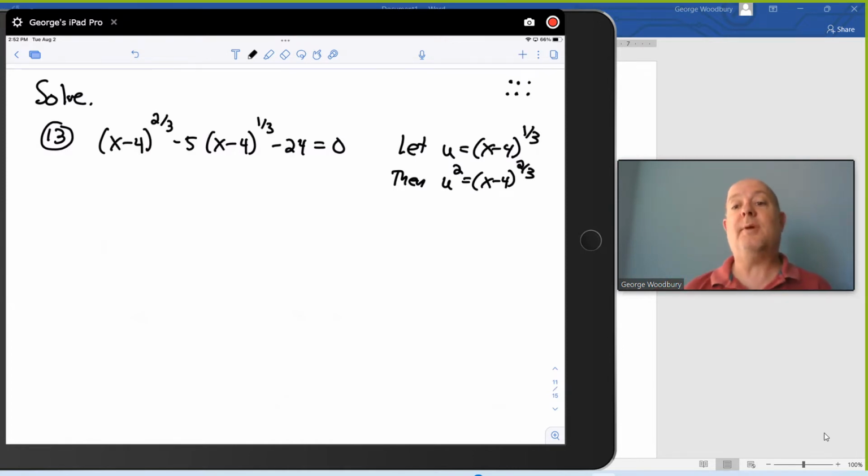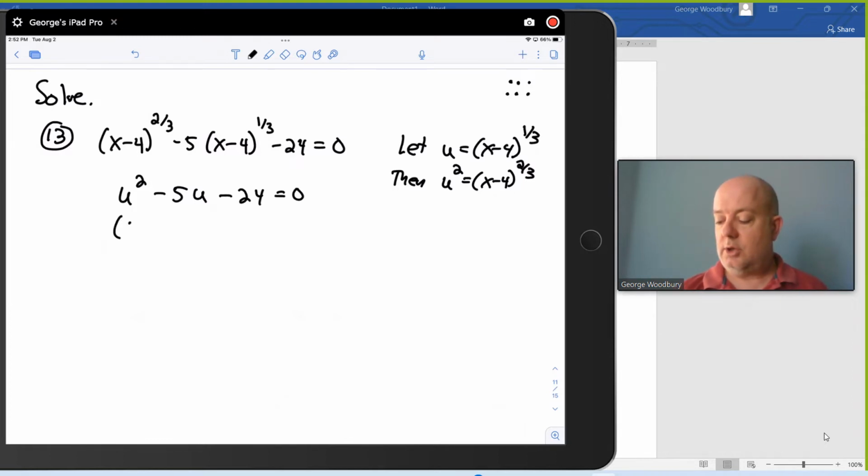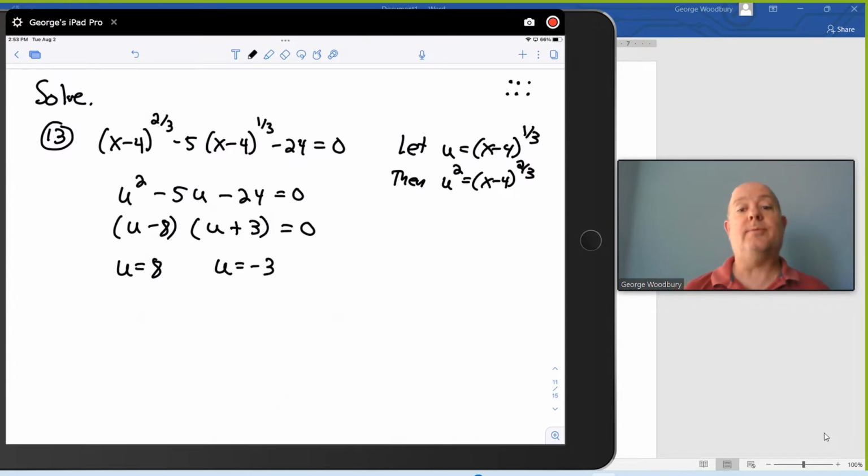So every place I see x minus 4 to the 1/3, I can replace that with u. Everywhere I see x minus 4 to the 2/3, I can replace that with u squared. So this equation becomes u squared minus 5u minus 24 equals 0. A nice, clean, simple quadratic equation. This is one that we can solve by factoring. (u minus 8)(u plus 3) equals 0. If you don't see the factoring, you could use the quadratic formula. It will take you a lot longer though. And my 2 solutions here are u equals 8 and u equals -3.